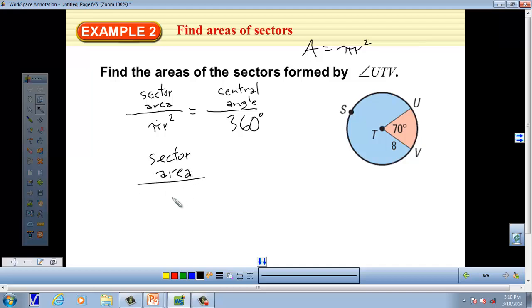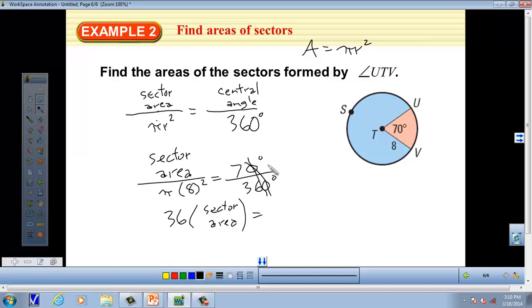We know that the radius is 8, so we're going to say pi times 8 squared. We're going to make that equal to 70 over 360. And really, it looks like all we can do is divide by 10. So in this case, we would have 36 times the sector area if we cross multiply. And on the other side, we'd have 8 squared, which is 64. 64 times 7 gives us 448. So we'd have 448 pi.